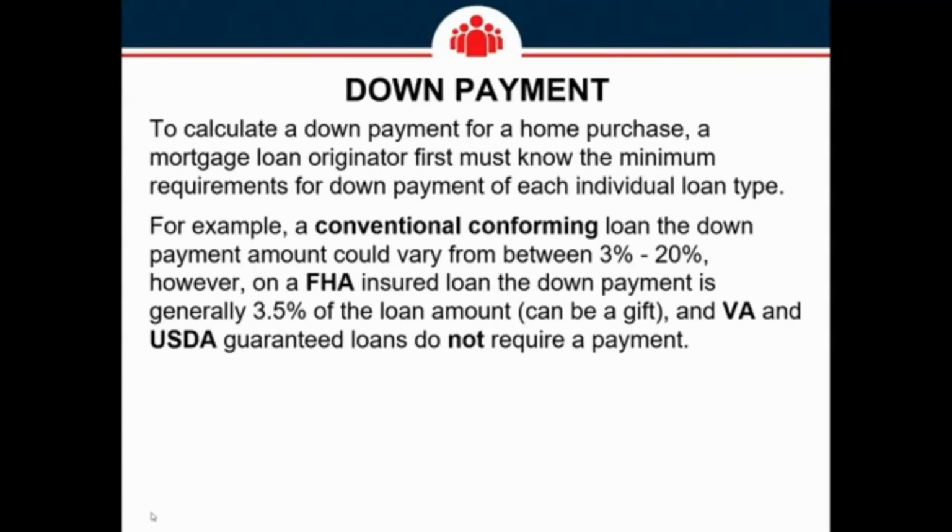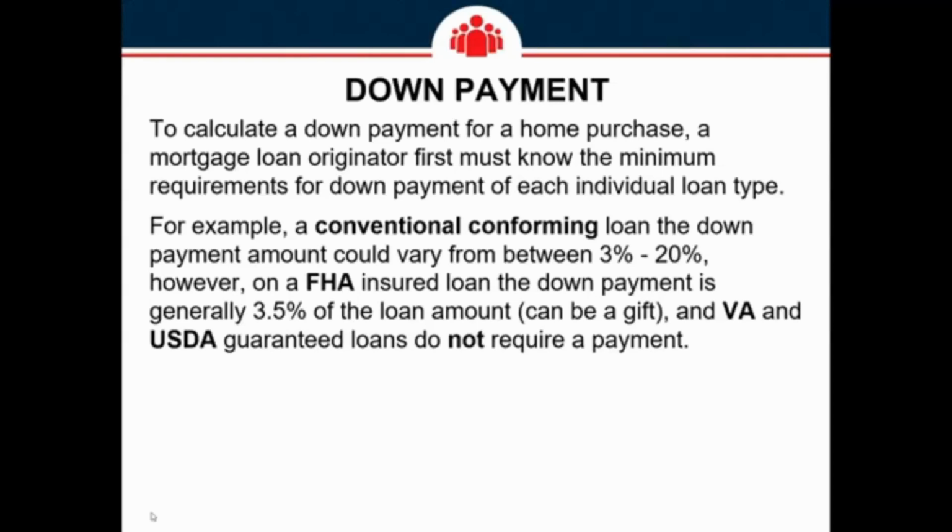Remember, if the borrower is putting less than 20% down payment, they're usually going to be required to pay PMI, private mortgage insurance. But there are programs, and you learned about them when we did the conventional loan section, that can allow the borrower to put anywhere from 3% down payment all the way up to 20% down payment.